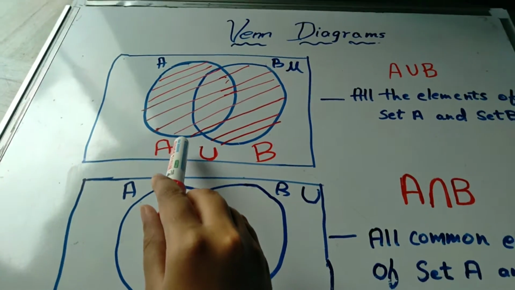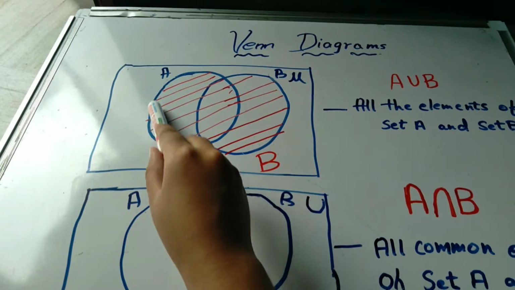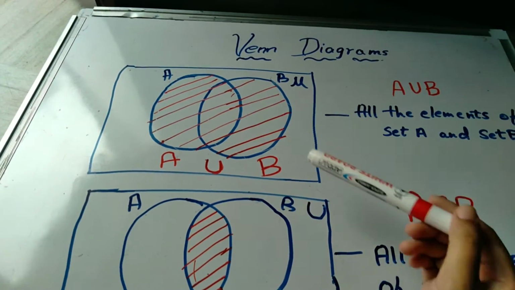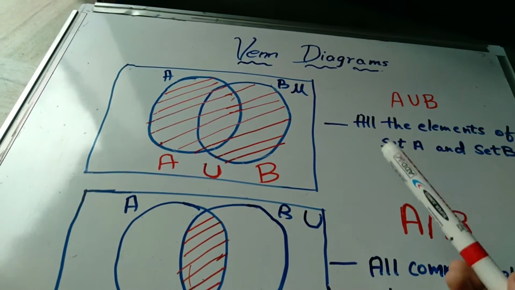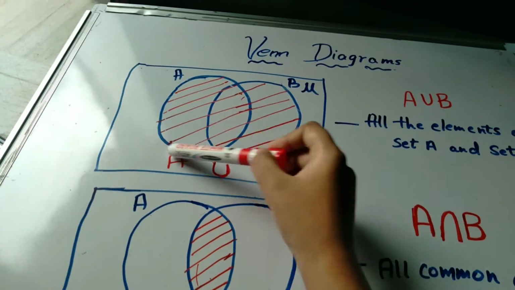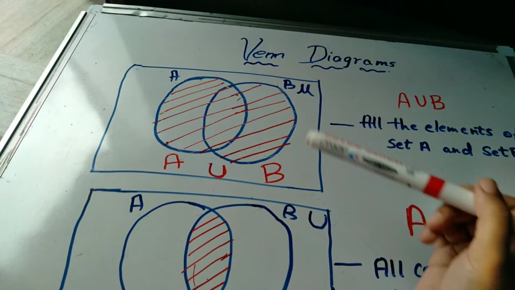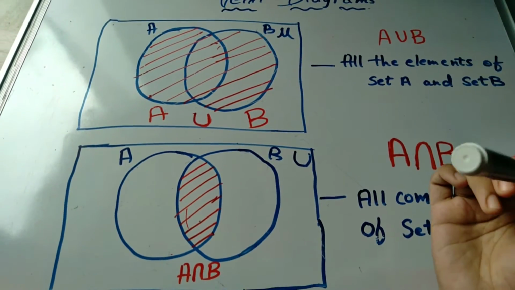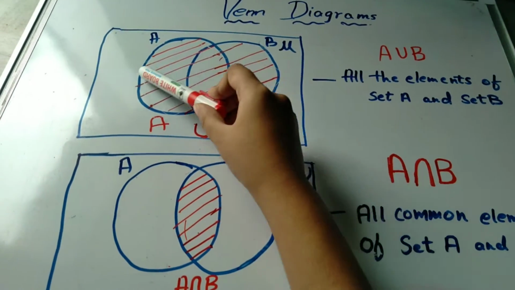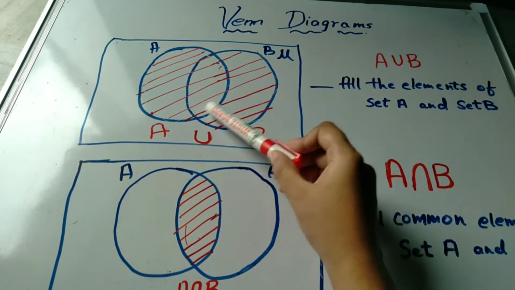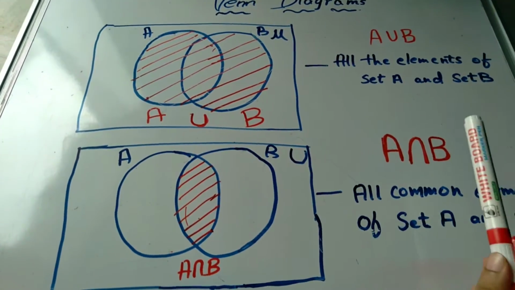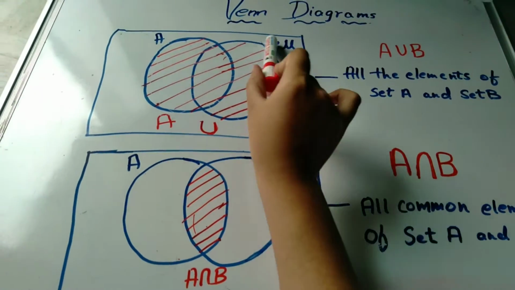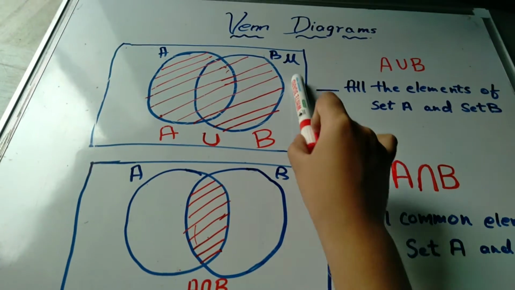If this is set A and this is set B, how can we represent A union B? What is A union B? All the elements of set A and all the elements of set B is A union B, and we write the shaded region as A union B. So all the elements of set A and set B is A union B, and this box is the universal set.